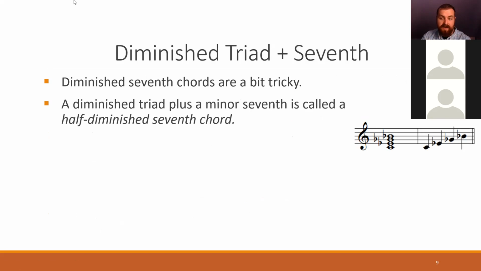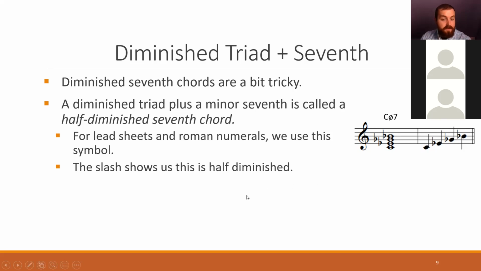As you can see here, we have C, E flat, G flat, that's your diminished triad. C up to B flat, that's your minor seventh. Half diminished. And to show that it's half diminished, we use this symbol. We actually use the same symbol for Roman numerals too. By putting a slash through our little lowercase o, we show that this is half diminished. Now you may go, well, why is it half diminished? What does half diminished mean?